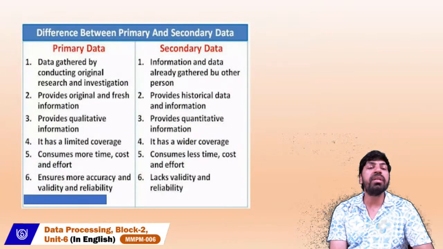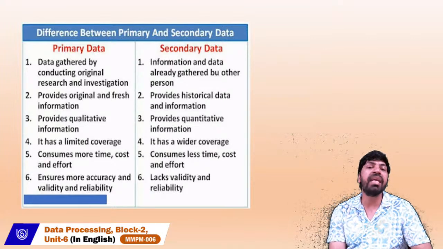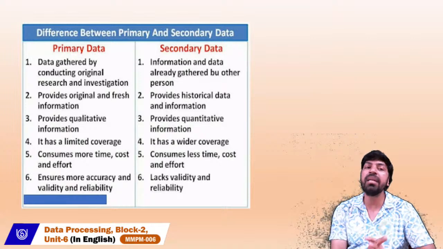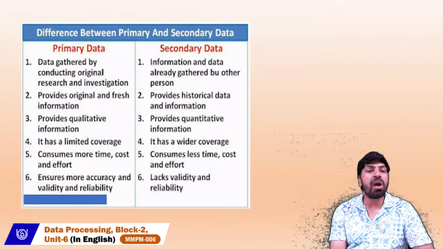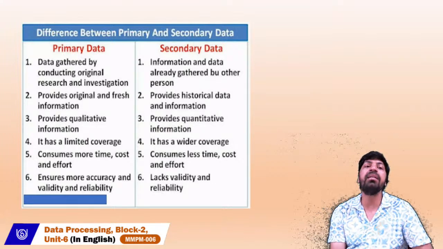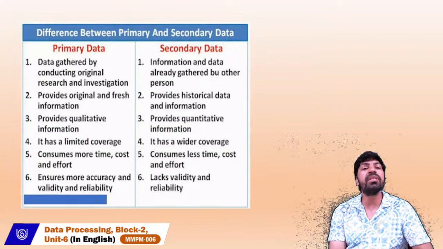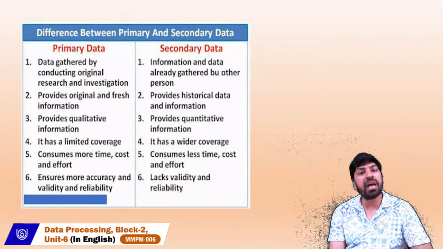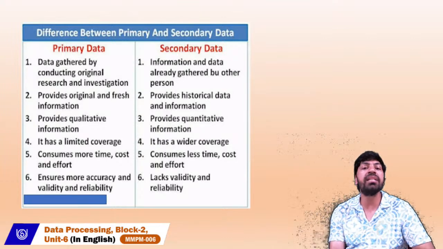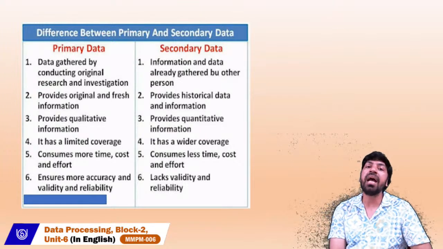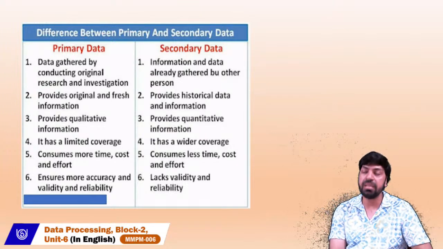Now we can come to distinguishing between primary and secondary data, which is one of the major types of data. When we talk about primary data, it is the data gathered by conducting original research and investigation. But when we talk about secondary data, it is the information and data which has already been gathered by another person.